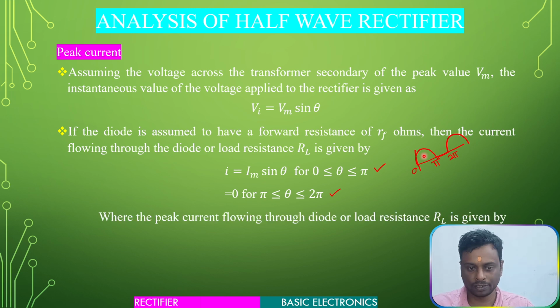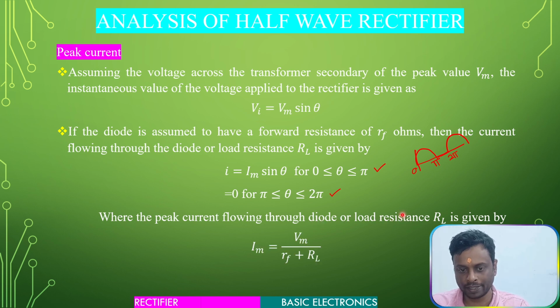Next, the peak current flowing through the diode is given by Im, which is Vm by Rf plus RL. Rf is the forward resistance of the diode and RL is the load resistance. So Im equals Vm by Rf plus RL. This is our peak current.